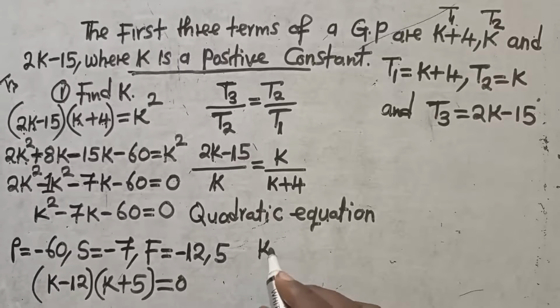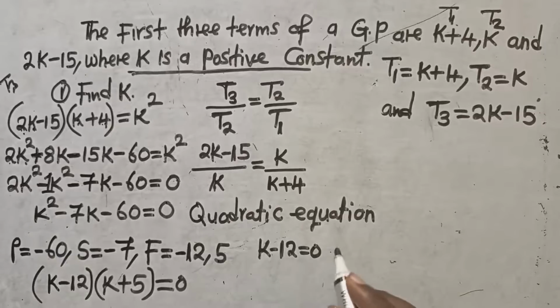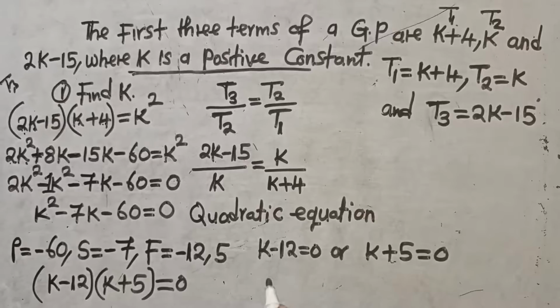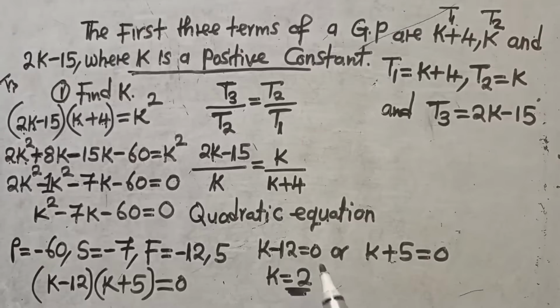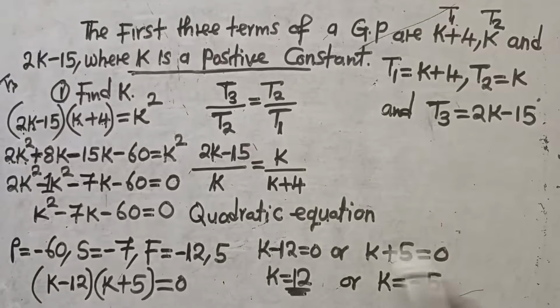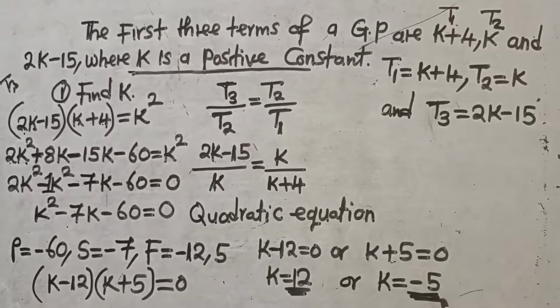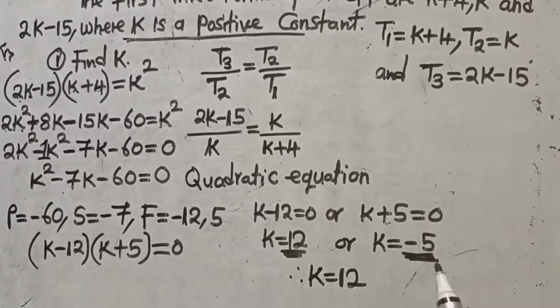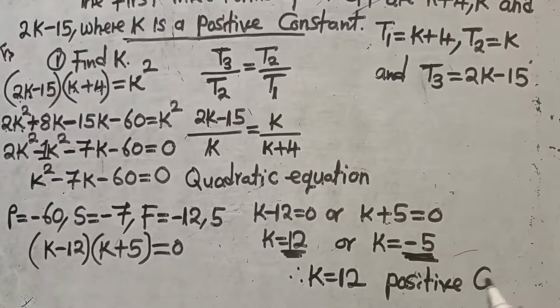Where you know that this is k minus 12 is equal to 0, or k plus 5 is equal to 0. This is k is equal to 12. When this is negative, when it goes this side, it becomes positive. So 12. Or k is equal to negative 5. Because that side, the sign will change. So where I just conclude, therefore, k is equal to 12. K is equal to what? 12, which is a what? A positive constant.